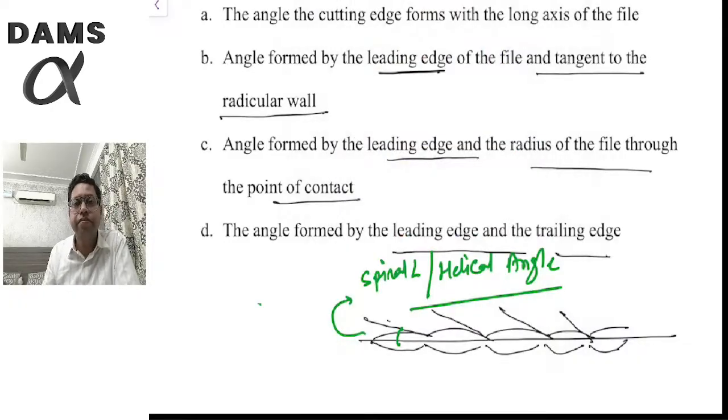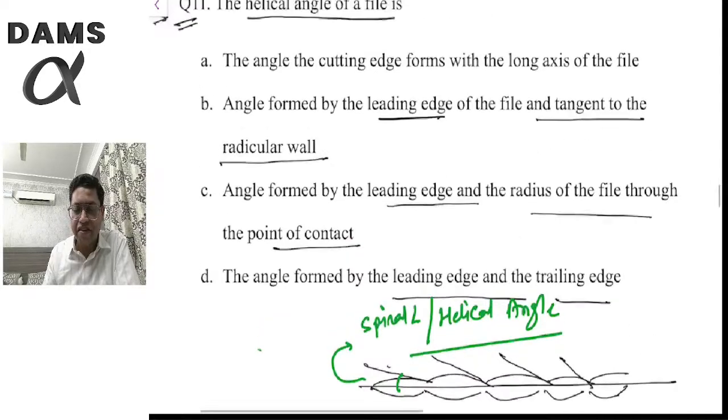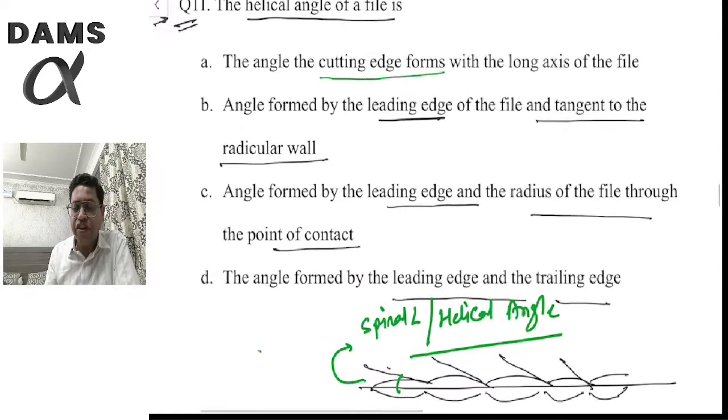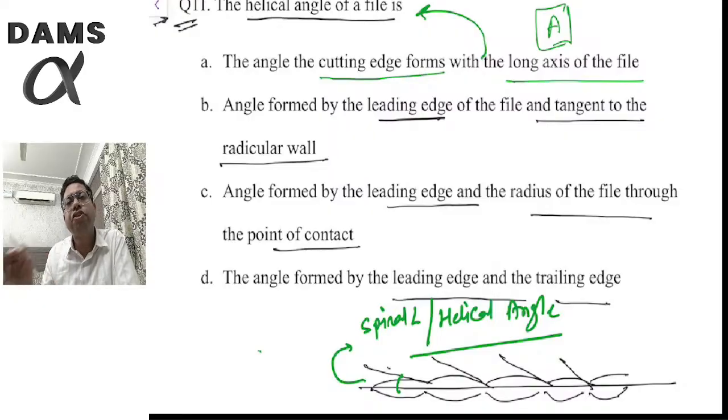The angle that the blade forms with the long axis. So the angle the cutting edge forms with the long axis of the file is the helical angle. Option A would be the answer. Helical angle is also called spiral angle. And cutting efficiency of the instrument is inversely proportional to its spiral angle. Smaller the spiral or the helical angle, more efficient that instrument would be in cutting, whether it is a burr or a file.